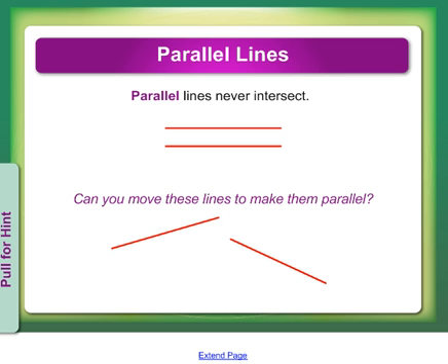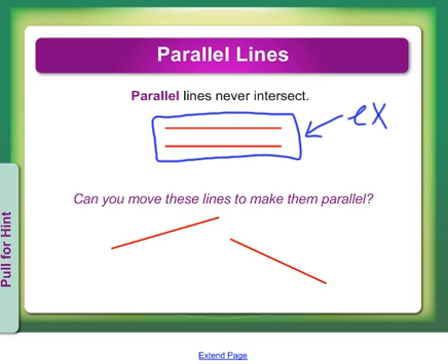Parallel lines, this should not be new to you. Ready for this cool thing? You can even see me write. Parallel lines never intersect. So this right here is an example of what parallel lines should look like. Do they always have to be horizontal? Absolutely not. You can have vertical parallel lines. You can have diagonal parallel lines as long as they never intersect, meaning they will never cross each other.